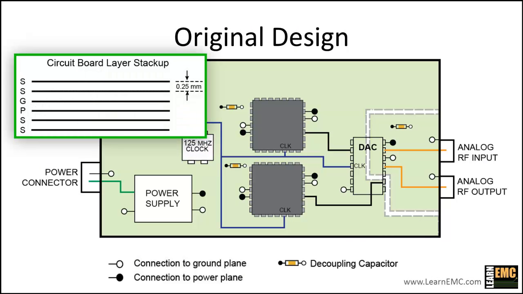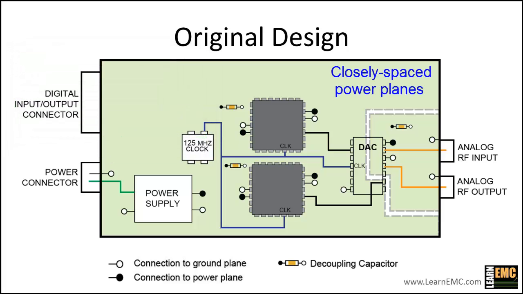Here's the layer stack up for the board. We've got 6 layers with a ground plane on layer 3 and a power plane on layer 4. The spacing between the layers is 1/4 millimeter. Since the spacing between the power and ground planes is less than 1/2 millimeter, we say that this board has closely spaced power and ground planes. We'll use this fact later when we look at decoupling for the board.